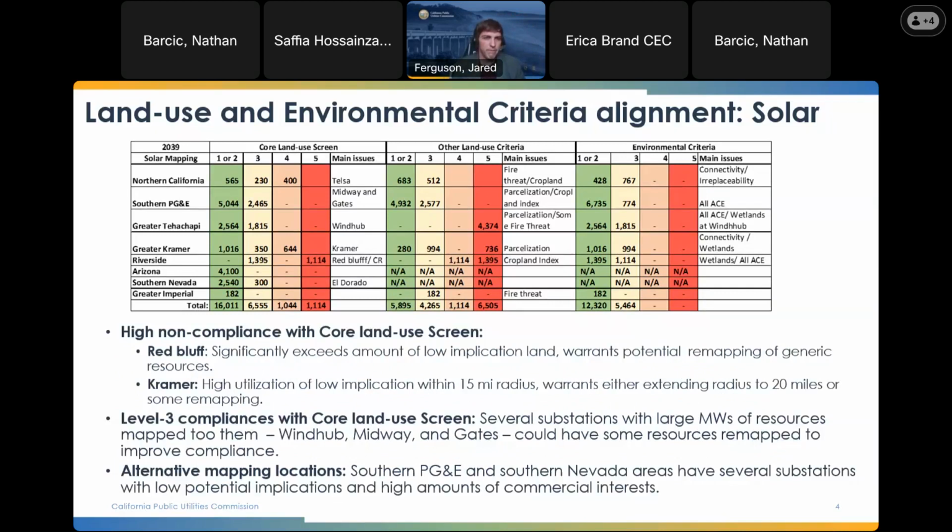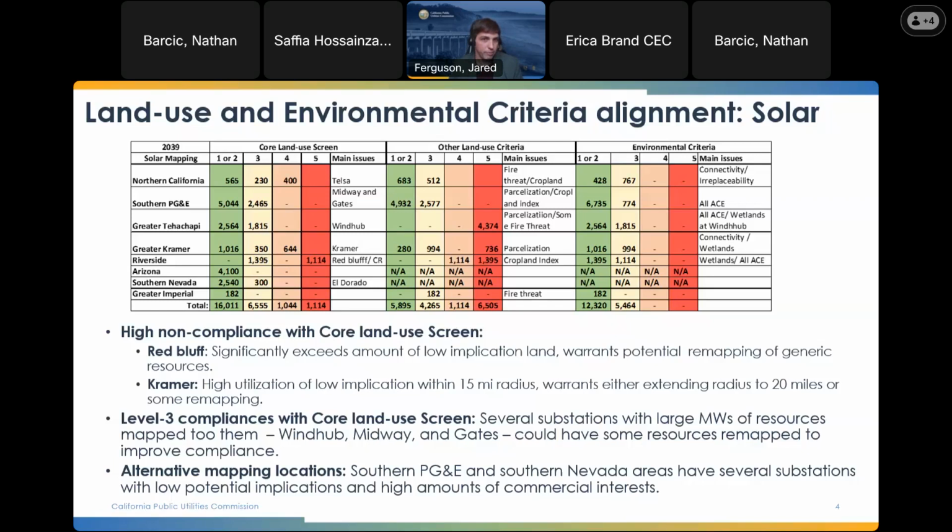So focusing in again on two key substations with that high core land screen non-compliance, that's Red Bluff, which is at that level 5, and the amount of solar there significantly exceeds the amount of low implication land, and so it warrants a potential remap of at least the amount of generic resources that are mapped there. We do have a fair amount of in-development resources, so those would not be remapped, but the additional resources being mapped to Red Bluff are being considered for remapping.